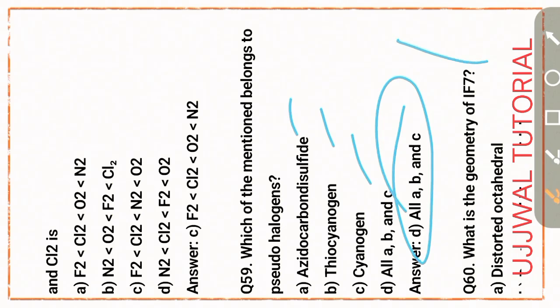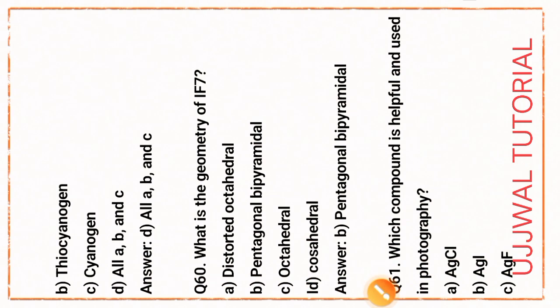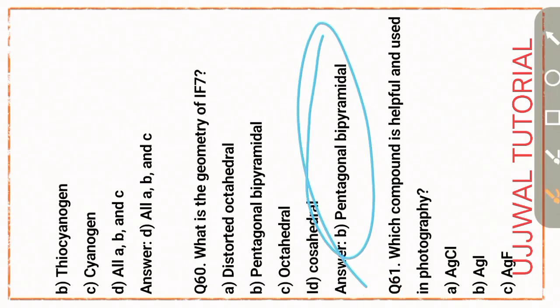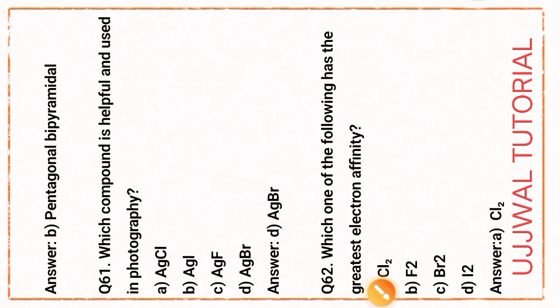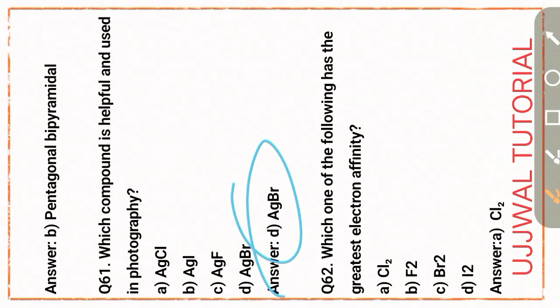Okay. Next question, question number 60. What is the geometrical shape of IF7? Okay. That is option B, pentagonal bipyramidal. Pentagonal bipyramidal, B is the right answer. Next question, question number 61. Which compound is helpful and used in photography? Silver bromide, AgBr. It is a very important MCQ question.